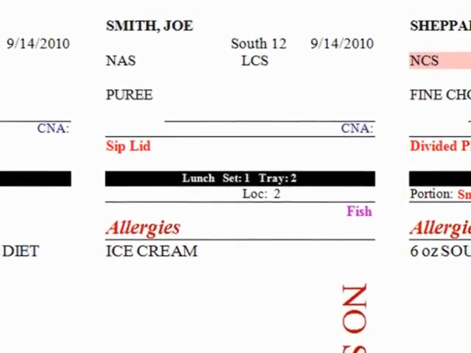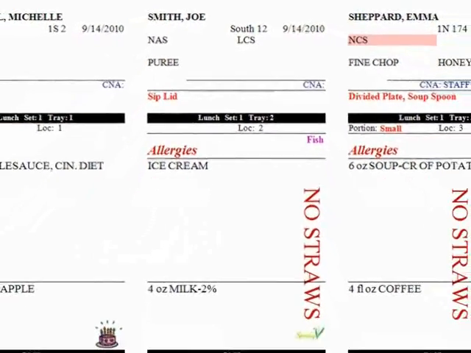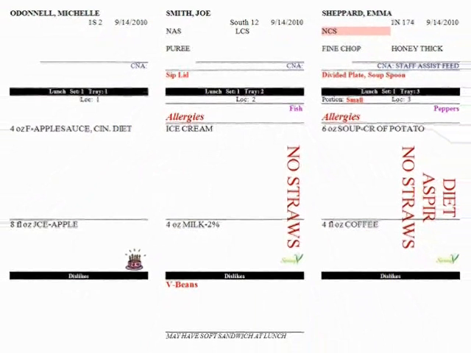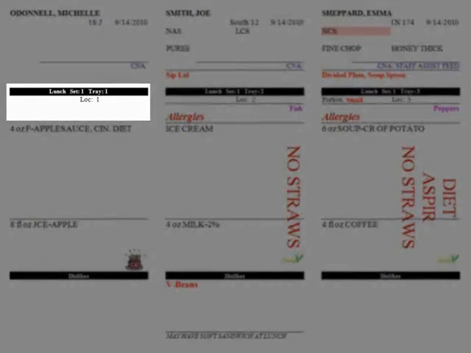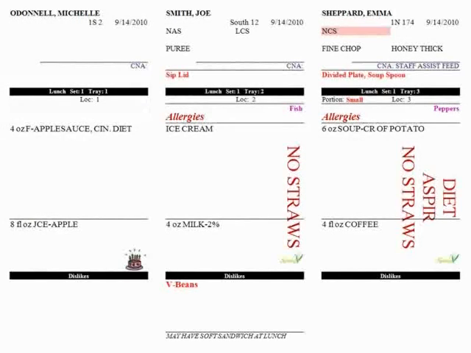One thing to point out here is that the program is designed to only show information if it is different than the norm. For example, if you look at Michelle O'Donnell's ticket, you will see that the word allergies is not listed at all and that today is her birthday, signified by the cake in the lower right-hand corner.